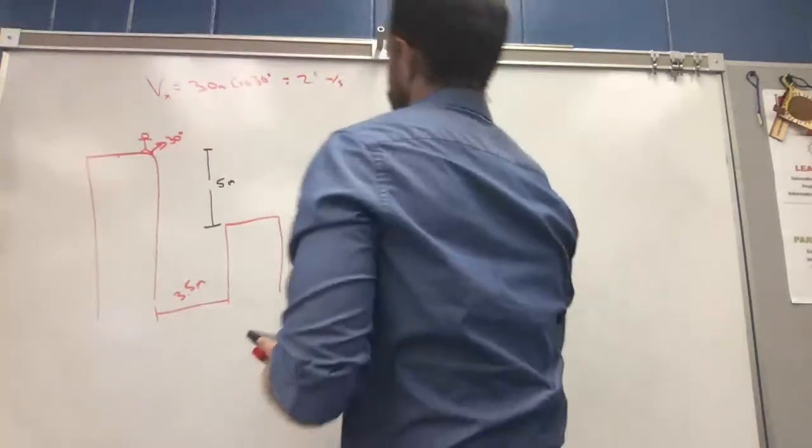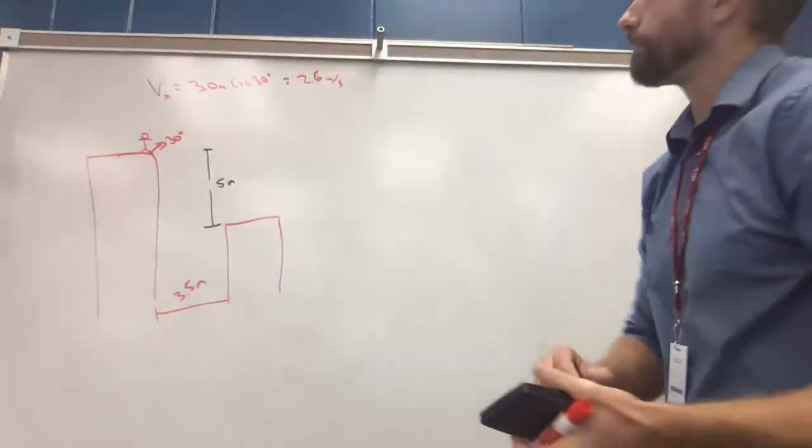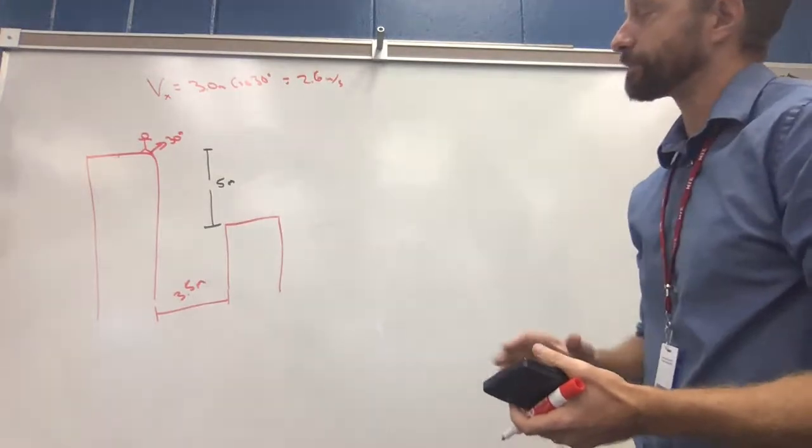Let's not rob him. I haven't actually worked this problem. I don't know if he's going to make it or not. So we don't want to rob him of a little bit of speed there. So 2.6 meters per second.